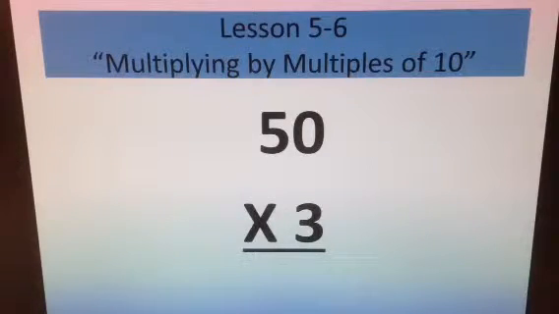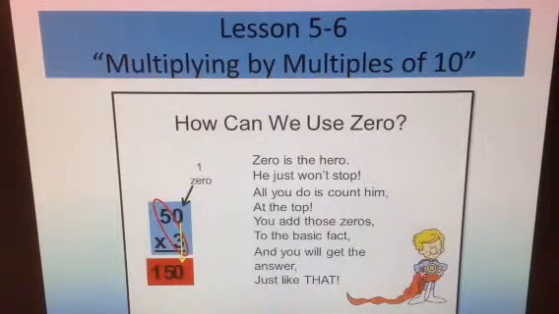Hello. Our lesson today is lesson 5-6, and it's called Multiplying by Multiples of 10. The problem on the screen right now is an example of the kind of problems we solved today. 50 times 30. And I showed the students a quick trick to solve these kinds of problems, and we're going to talk a lot more about this.